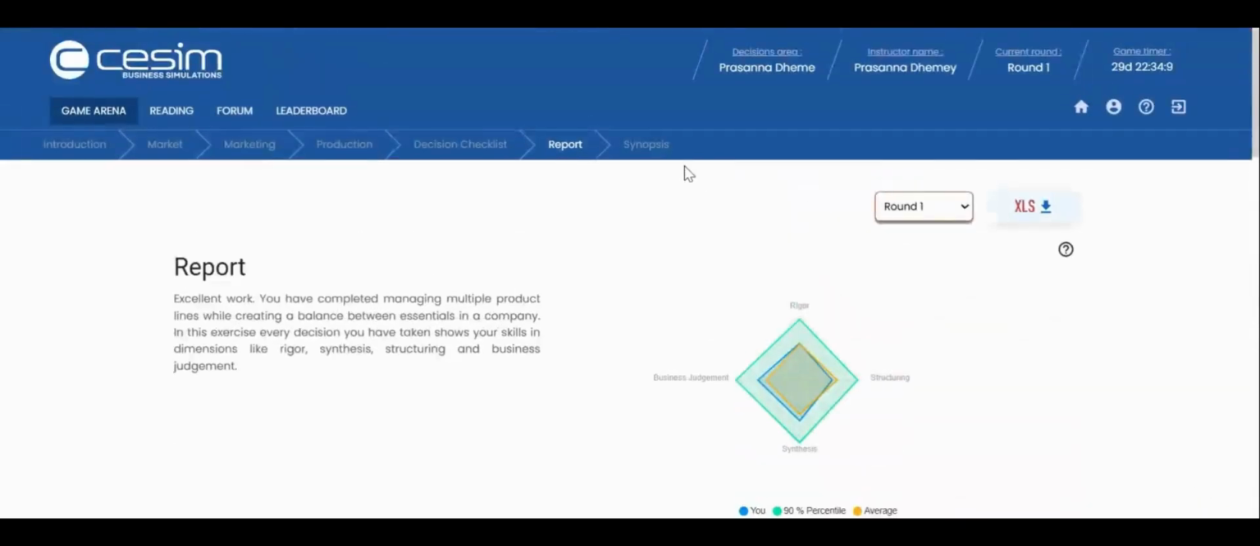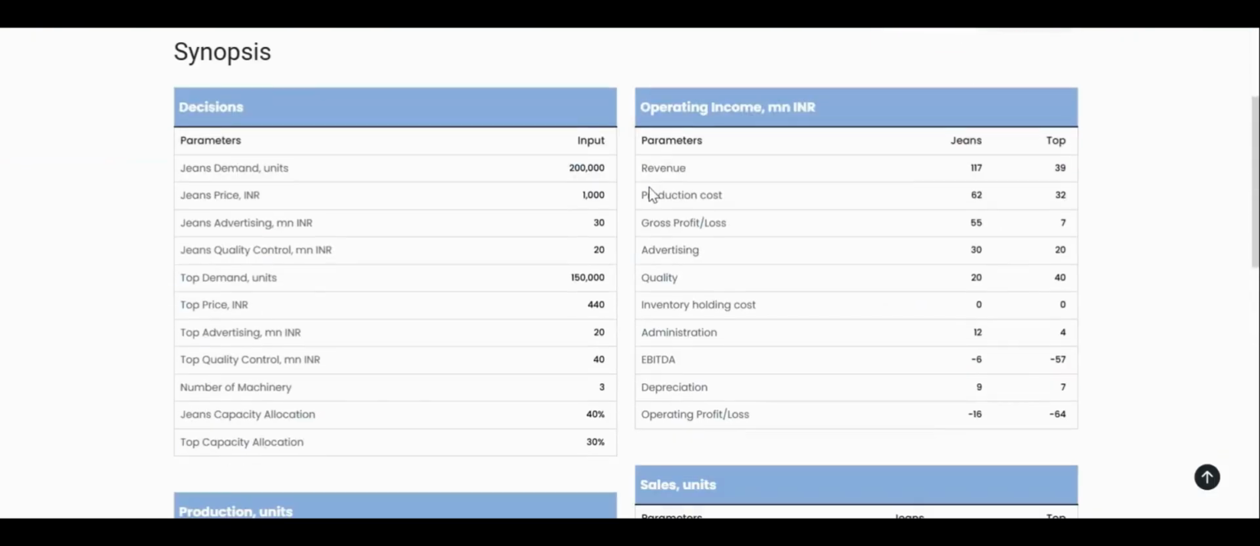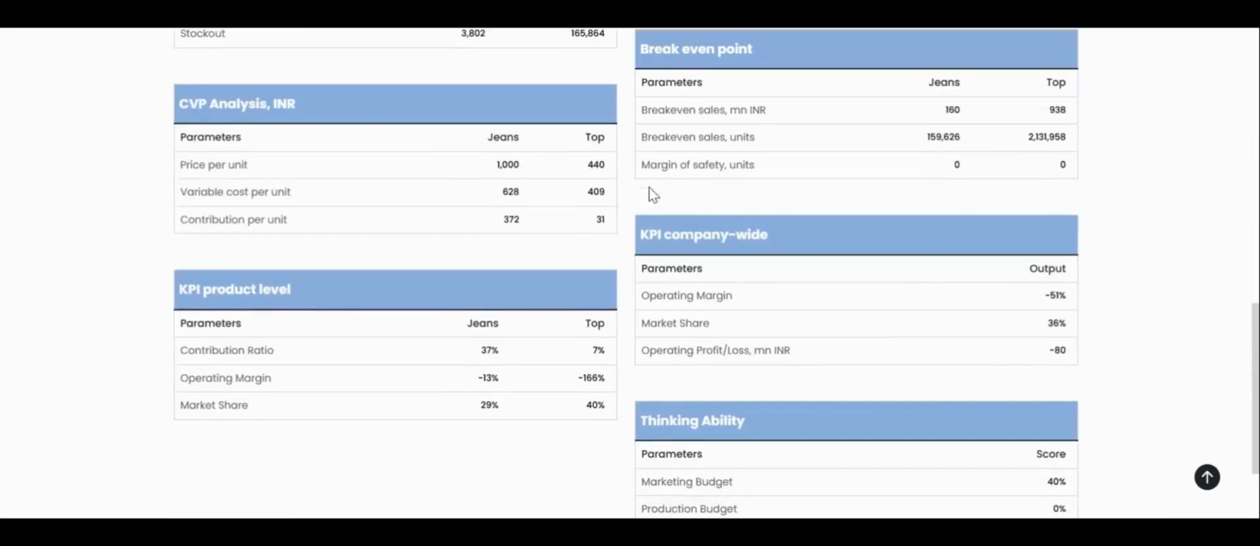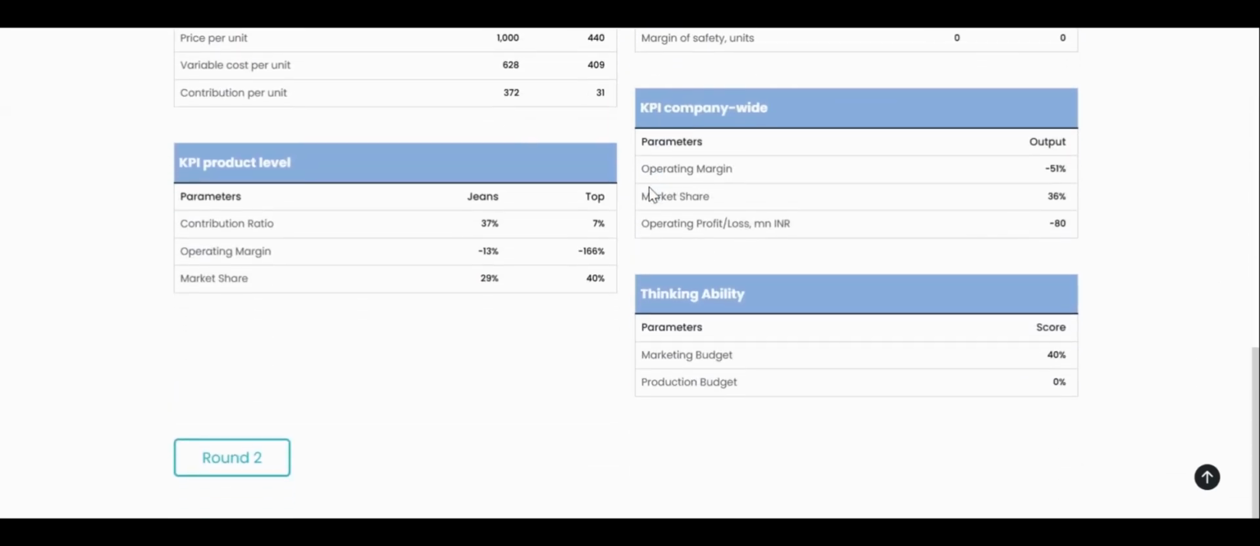The Synopsis section provides a concise summary of our key decisions, outcomes, KPI performance, and strategic direction. It helps us understand what worked, identify areas for improvement, and plan our strategy for the next round. Once we are ready to continue, we simply click Next Round at the bottom of the Synopsis section and access the next round from the home page.